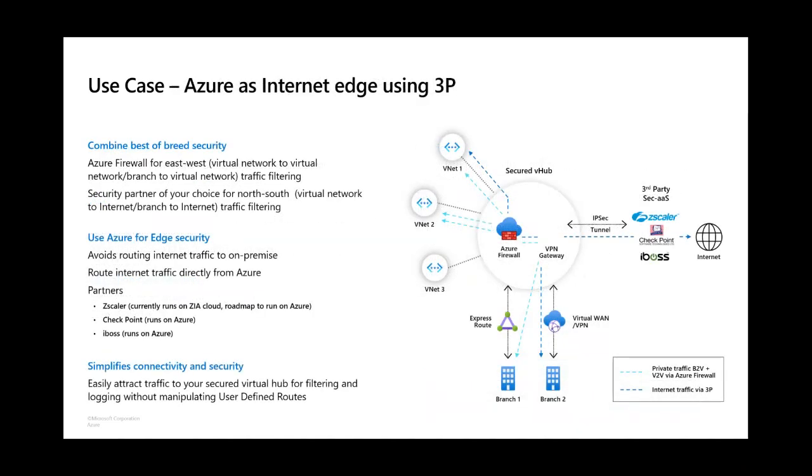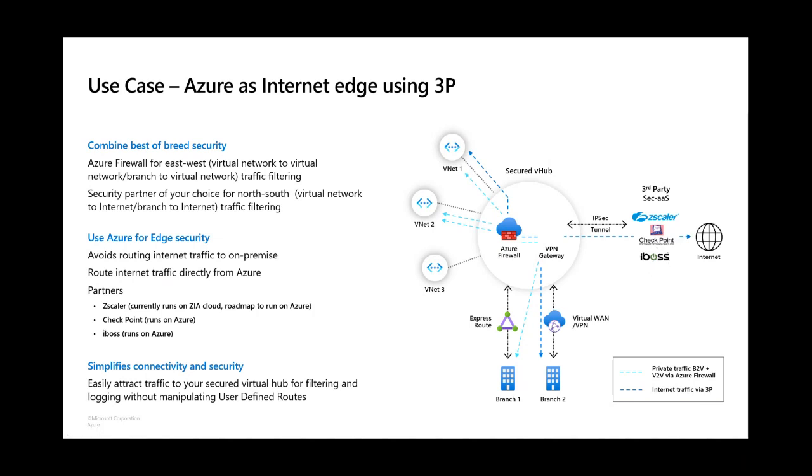Right, so this is the use case where you are planning to use a virtual WAN hub, and you're looking to use third-party security as a service. As you can see here, all your traffic between VNet to VNet or VNet to branch will go through your Azure Firewall. But when it comes to anything going to the internet, you can forward the traffic to your third-party solution. In this case, you can have Zscaler, Checkpoint, and iBoss.